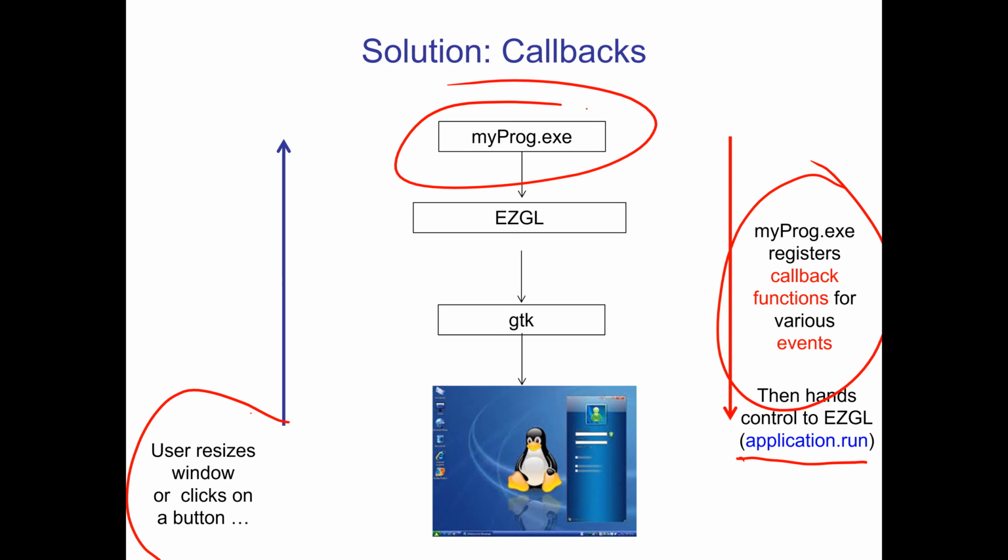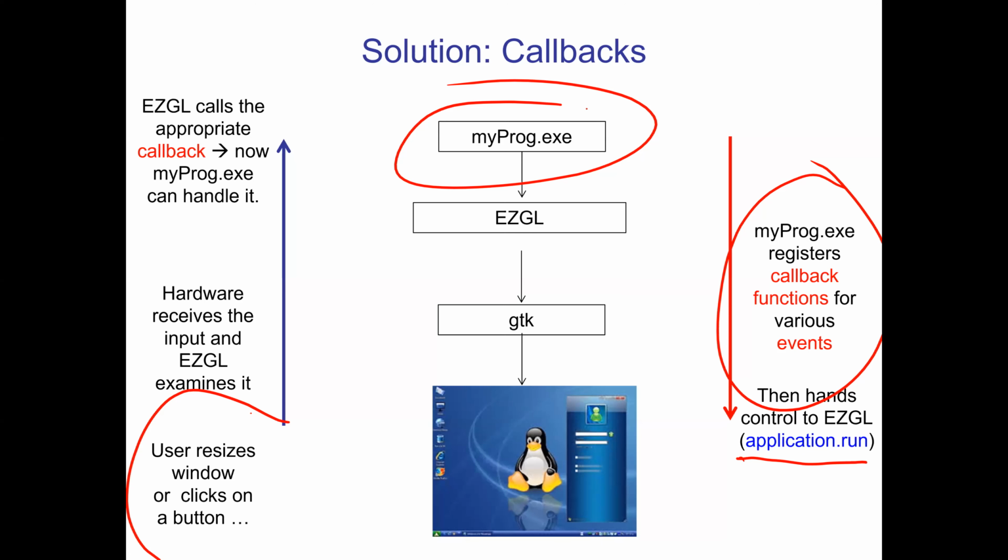The user resizes a window, clicks on a button, something. Hardware gets that input. EasyGL looks at it, decides what kind of event is this, what kind of callback should I call, and it calls the appropriate callback, which now lets your program do something with it, okay?